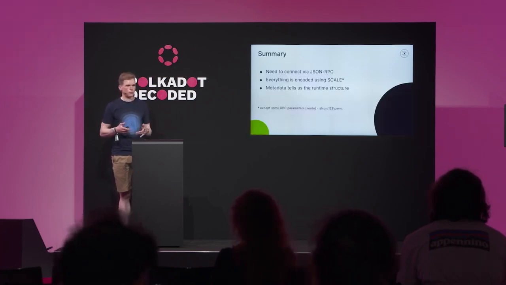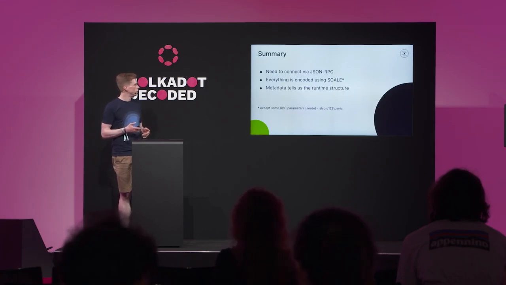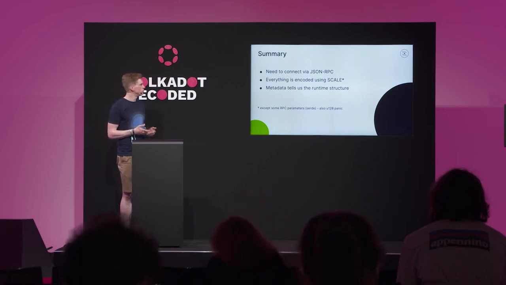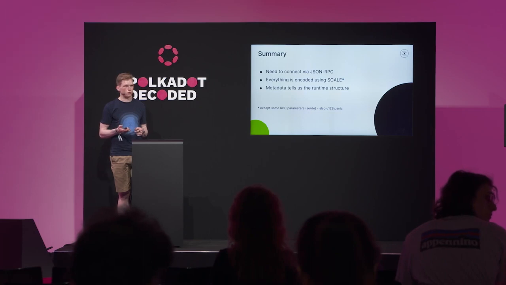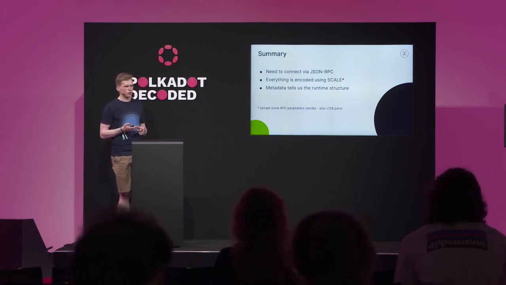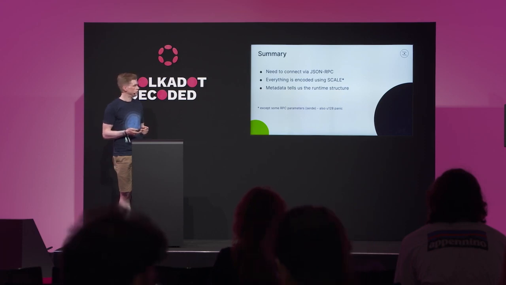So to wrap the introduction up, we have JSONRPC, which is what we need to use to connect to a node. Mostly everything is encoded with SCALE. I put a little asterisk here because many of the RPCs use simple JSON encoding. There are some issues with that, and with Rust, we use a library called Serde. And lastly, the metadata tells us the runtime structure of what our pallets and runtime look like, and how we want to interface with that.